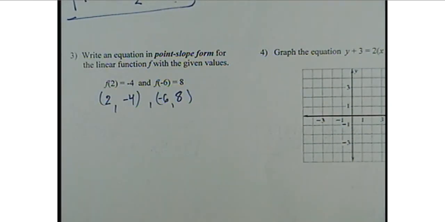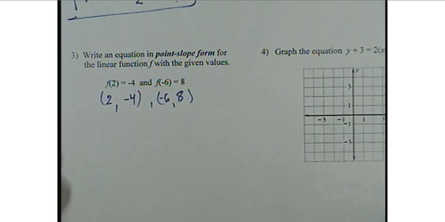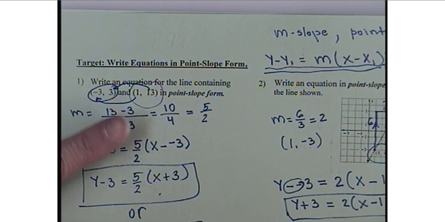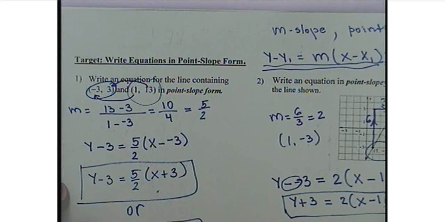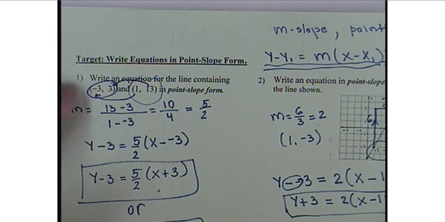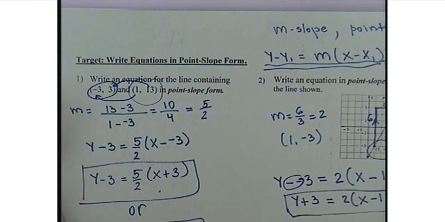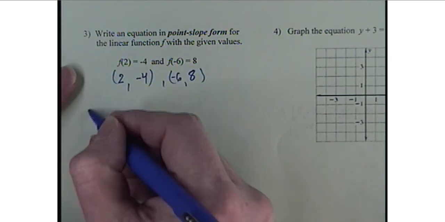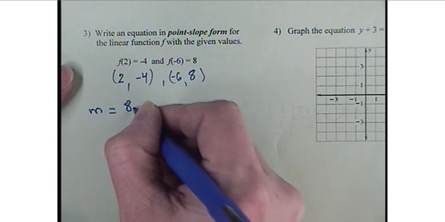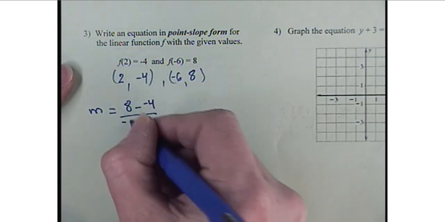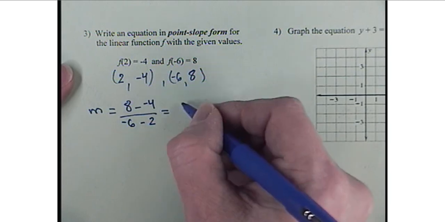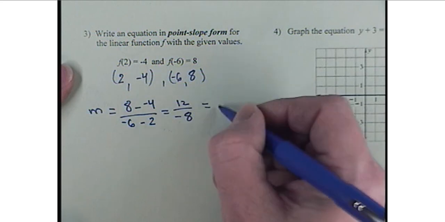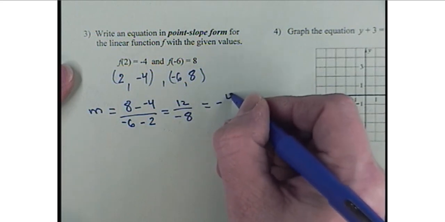Write down the points, and then honestly, if you look at example number 1 with the 2 points, this is exactly what we need to do. We have to calculate the slope, and then we'll pick one of the 2 points to finish the equation. So let's go ahead and do that. The slope for this will be m is equal to 8 minus negative 4 over negative 6 minus 2. 8 minus negative 4 is 12 over negative 8.